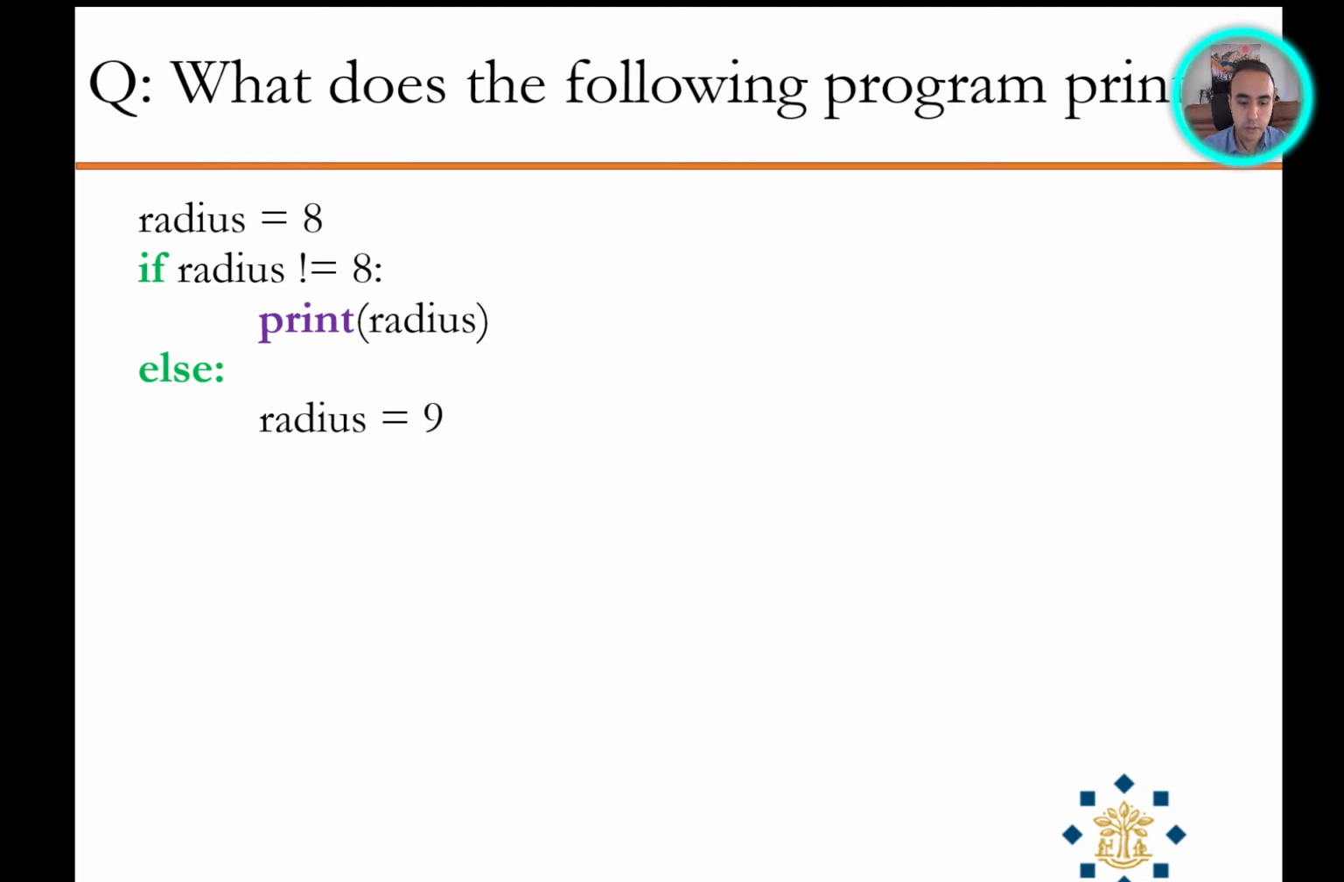All right, so let's do it. Radius is equal to 8. If radius not equal to 8, okay. The negation type of questions are sort of difficult, but I'll try to do my best to explain them. So 8 is not equal to 8. Is this a correct proposition? No. Why? Because 8 is equal to 8. So if we say that 8 is not equal to 8, this is a false proposition.